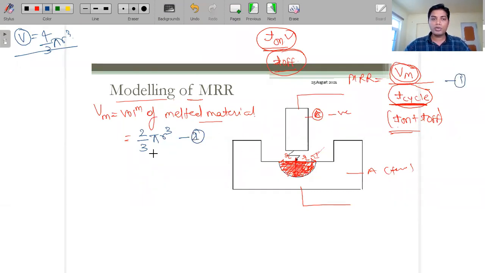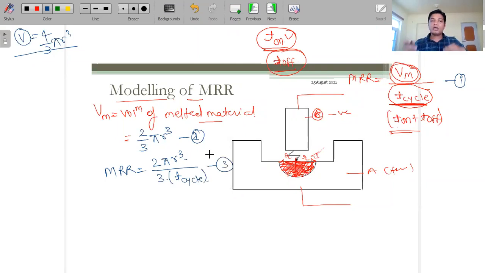So directly from here you can calculate the material removal rate. This will be equal to Vm, that is 2 pi r cube upon 3 into T cycle. Okay guys, this is equation number 3. Now this will be in mm cube per cycle.